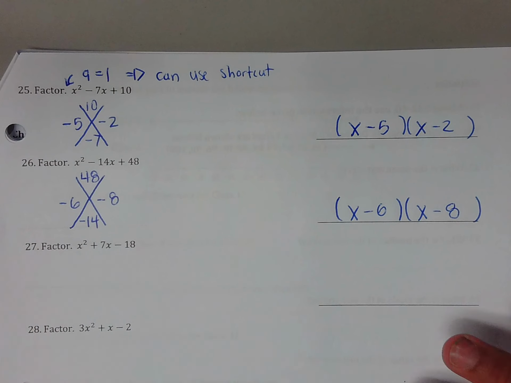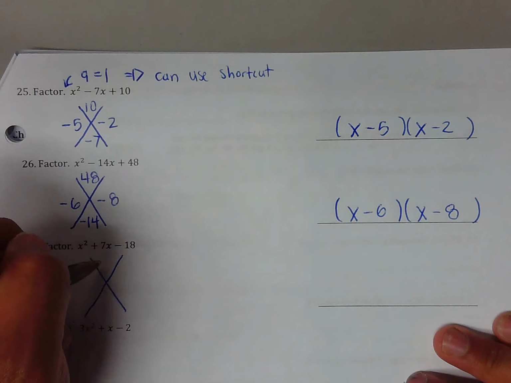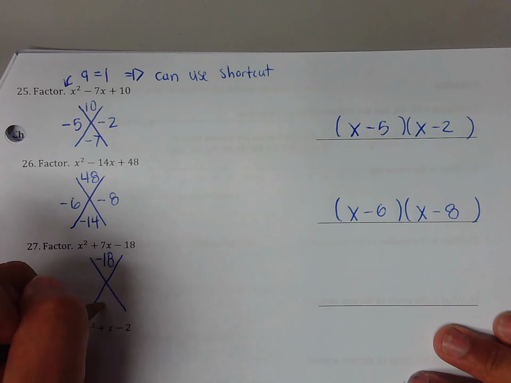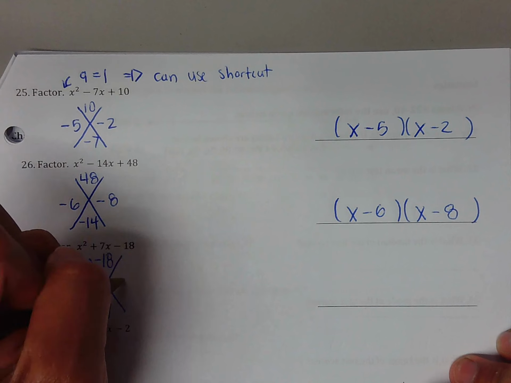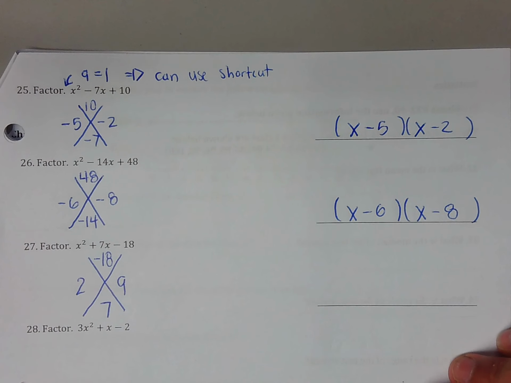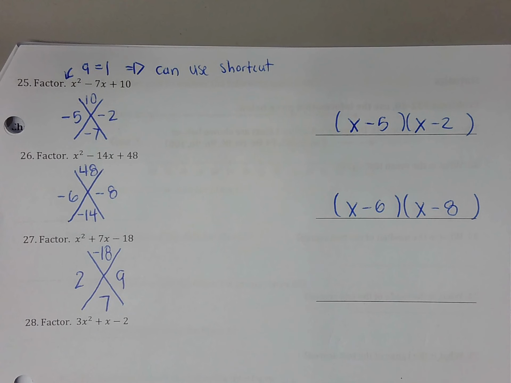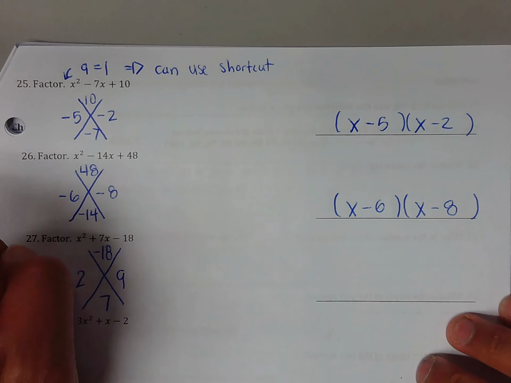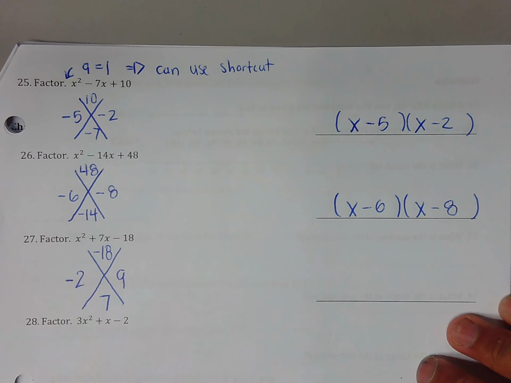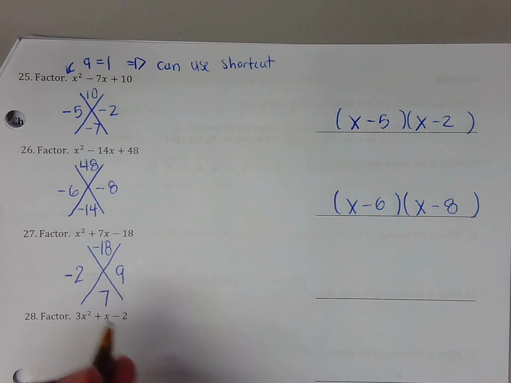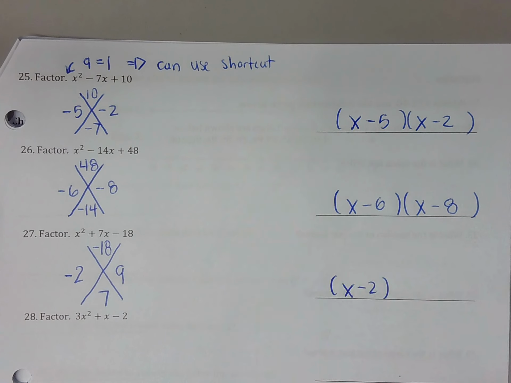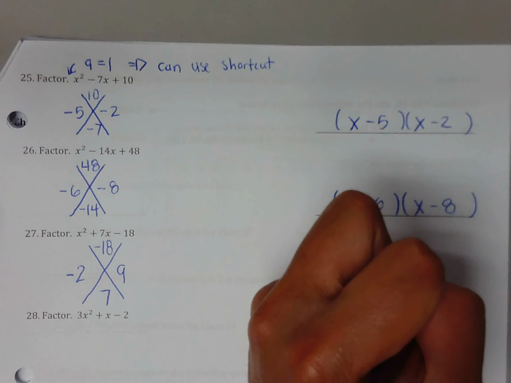Question number 27, negative 18. Two numbers that multiply to negative 18 and add up to 7. So let's see, 2 and 9. Yeah, 2 and 9, that'll work. And then we need to multiply to negative 18, so one of those needs to be a negative, right? It has to be that negative 2, because we need a positive 9 plus a negative 2. That'll give me positive 7. That's the only way it'll work. All right, so skipping to our final answer with that shortcut, we get x minus 2 multiplied by x plus 9.